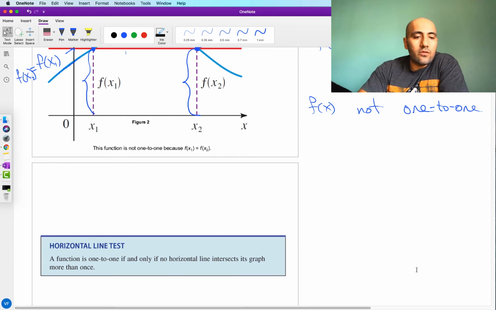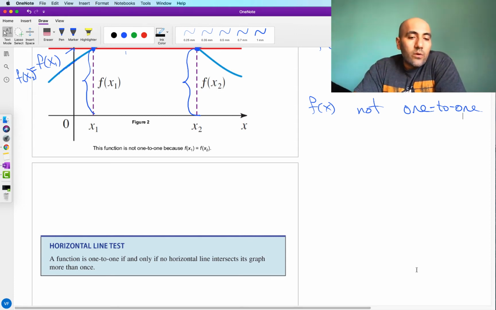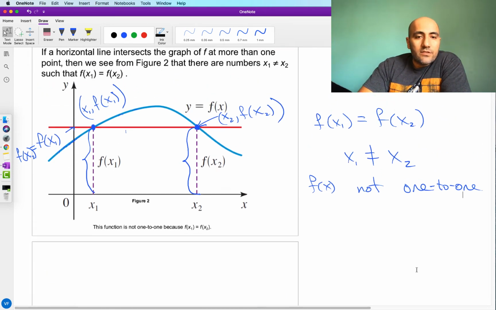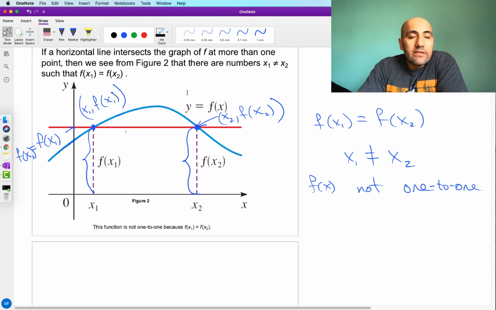Okay, so that leads to something we call the horizontal line test. A function is 1 to 1 if and only if no horizontal line intersects its graph more than once. So as we sweep up and down with this red line, if it ever touches our graph at more than one spot, then we have proven that that graph is not the graph of a function that is 1 to 1. If it only ever touches it at one point at a time, then we have shown that it is a 1 to 1 function.